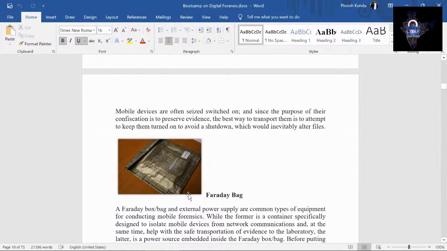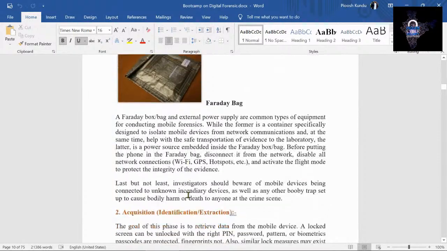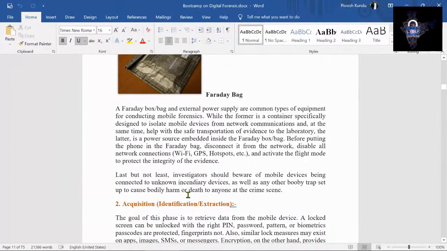In airplane mode, mobile devices can often be seized while switched on. Since the purpose of the configuration is to preserve evidence, the best way to transport them is to attempt to keep them turned on and avoid a shutdown, which would inevitably alter the files, in a Faraday bag. Faraday boxes, bags, and external power supplies are common types of equipment used in mobile forensics. The former is a container specifically designed to isolate mobile devices from network communications and at the same time helps with safe transportation of the evidence to the laboratory. The latter is a power source embedded inside the Faraday box or bag.